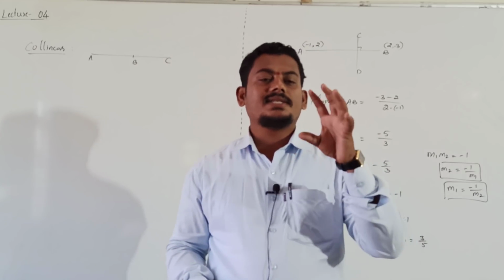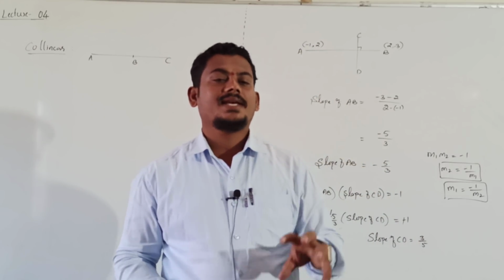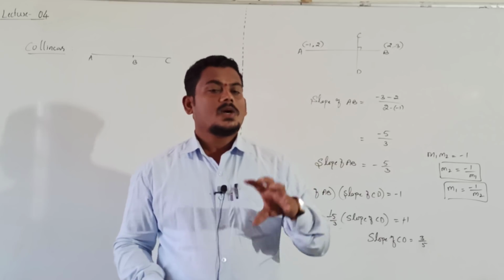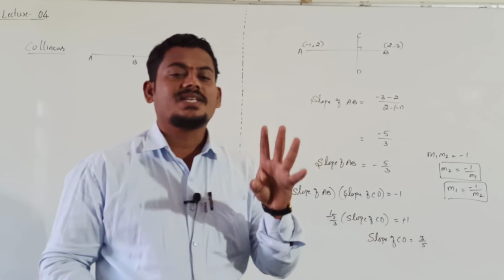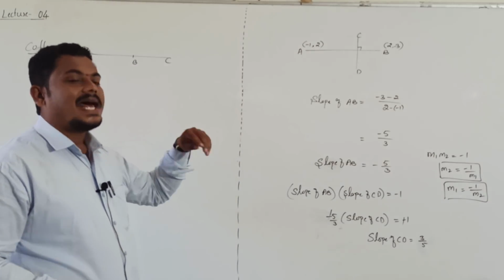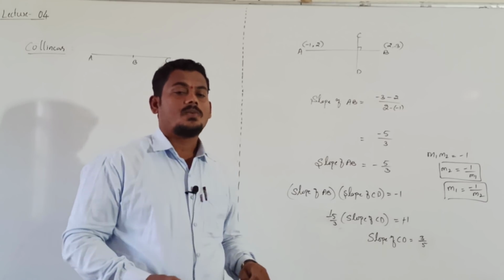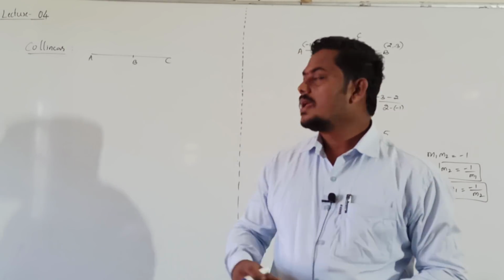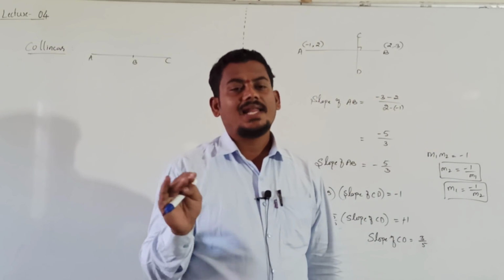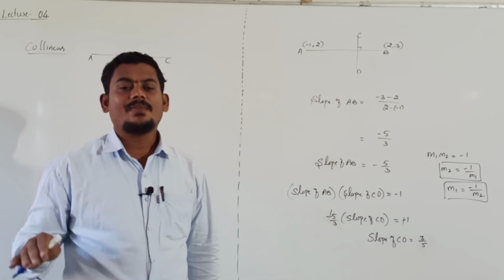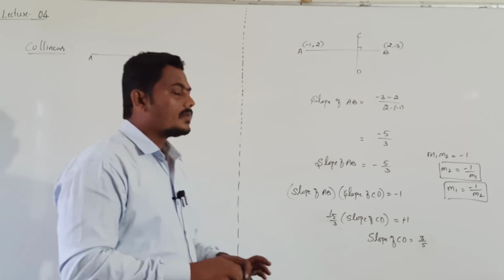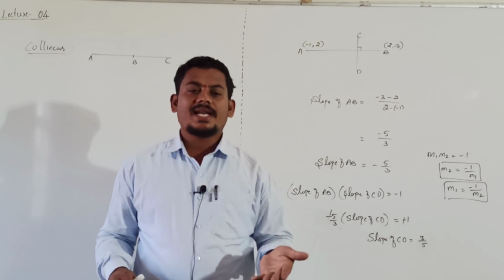Collinearity condition is these 3 points should lie on the same line. Collinear means lie on the same line. If A, B, C are collinear, then what are their slopes? In terms of slope concept, already you know slope of parallel lines. If two lines are parallel, then what about their slopes? Clearly slopes are equal, right? If two lines are parallel, then slopes are equal.